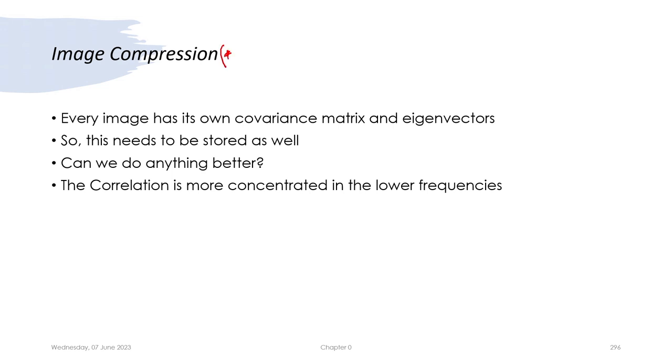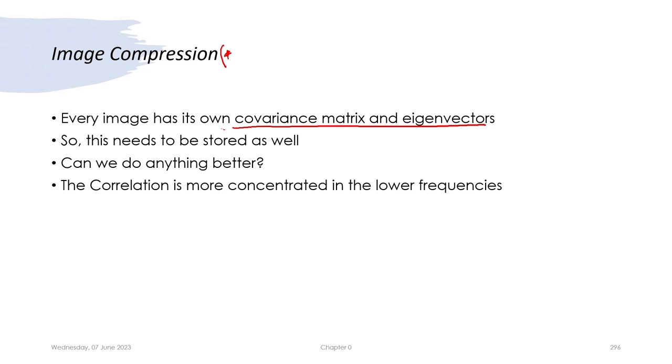So, one thing that is vital while doing principal component analysis based image compression is that we need the image covariance matrix and the corresponding eigenvectors to compress or decompress an image. So, we need to store this as well, and that would naturally mean more storage overhead, because we need to store the covariance matrix as well.